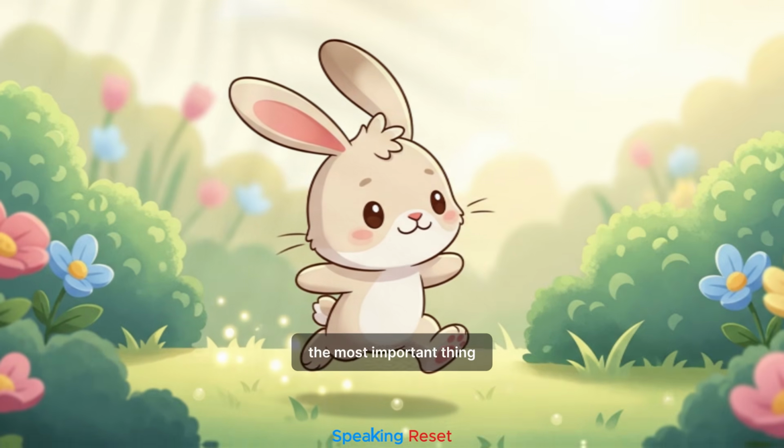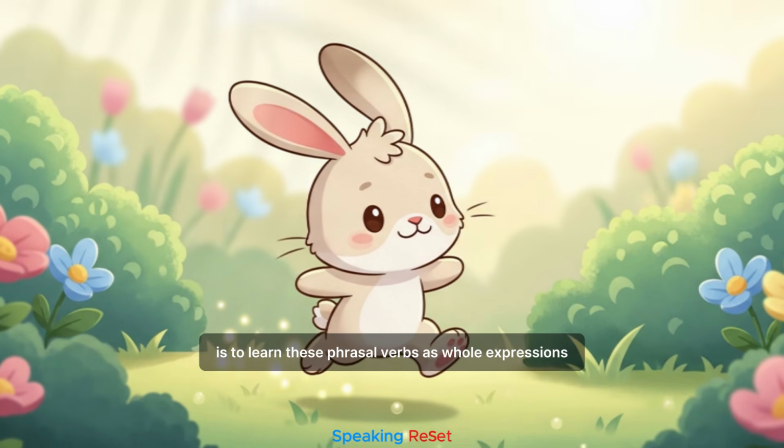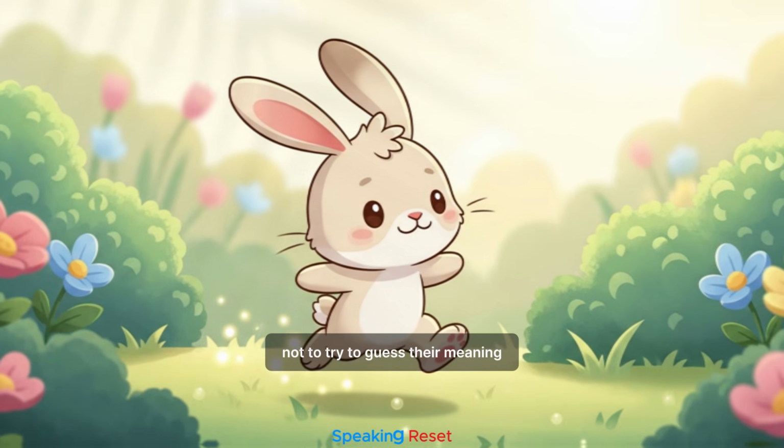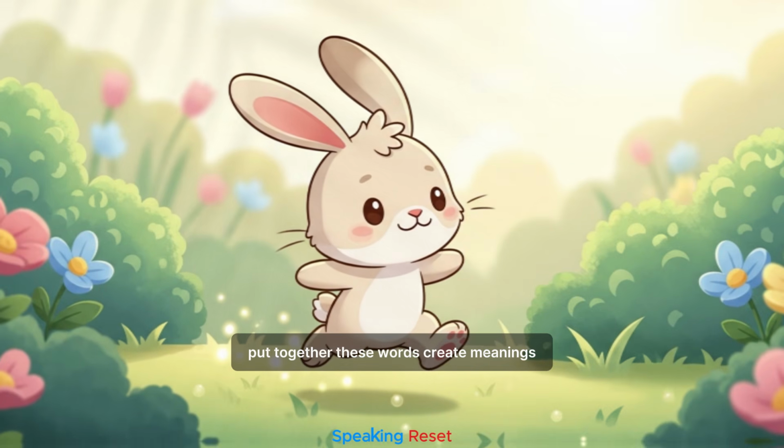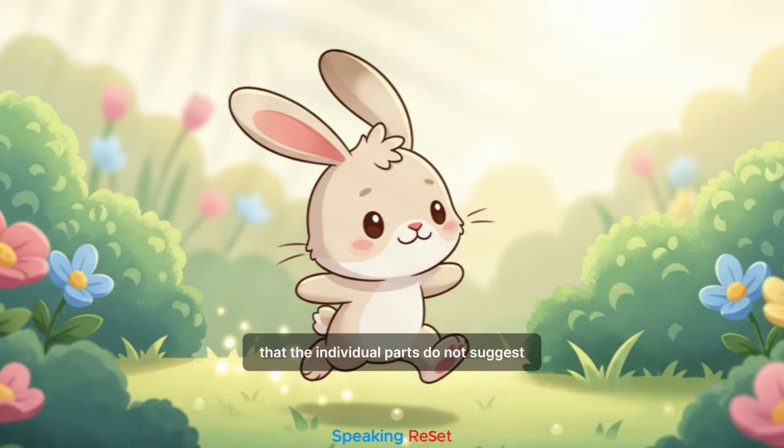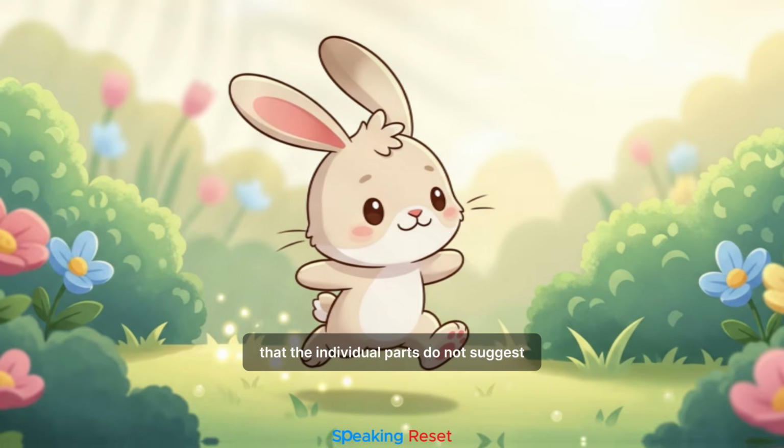At A2, the most important thing is to learn these phrasal verbs as whole expressions, not to try to guess their meaning from the individual words. Put together, these words create meanings that the individual parts do not suggest.